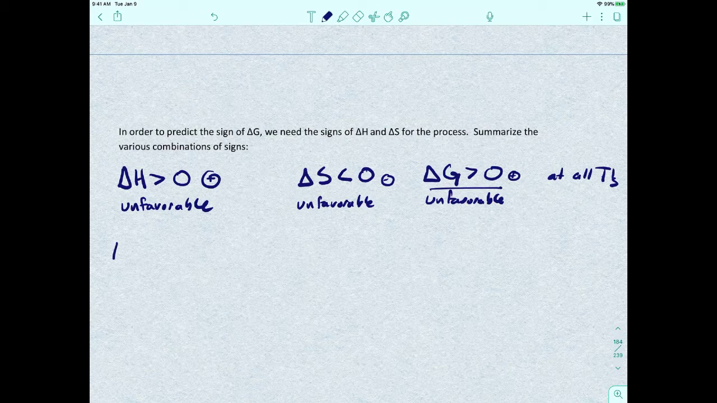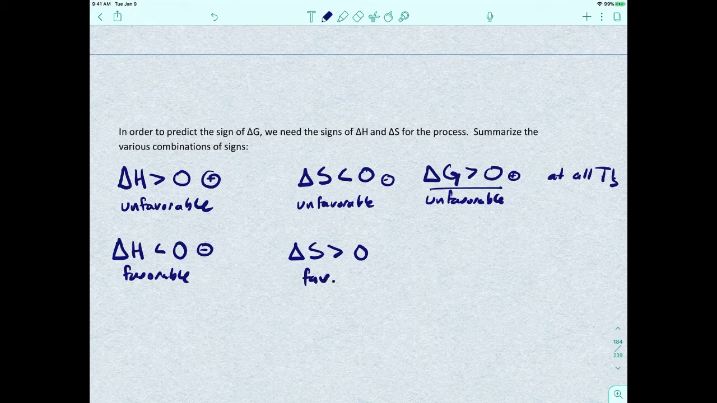Now, if we go the opposite way, delta H is less than 0, so it's favorable, and delta S is greater than 0, so that also is favorable. Delta G will be less than 0, so it's going to be negative, which means it's going to be favorable. And this will work at all temps. So we've got two possibilities.